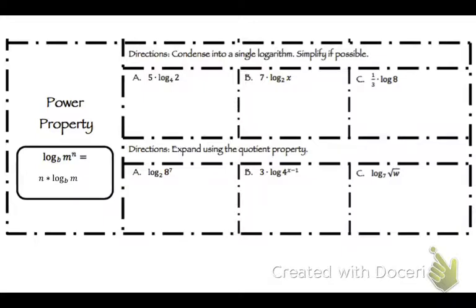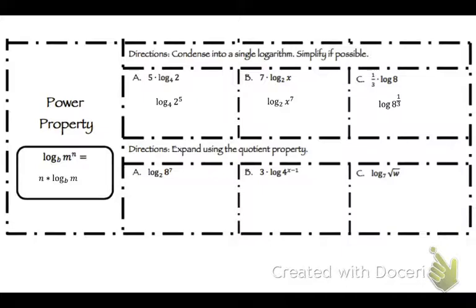Okay, so if we condense these, I can just move that 5 up, so that's log base 4 of 2 to the 5th power. B, that'd be log base 2 of x to the 7th power. Just move that 7 so it becomes a power. C, that would be log base 8 of 1/3.